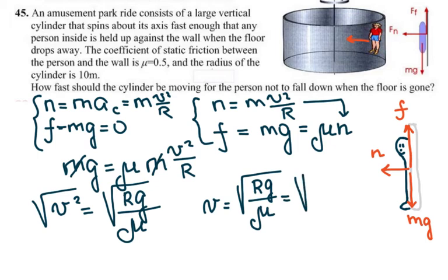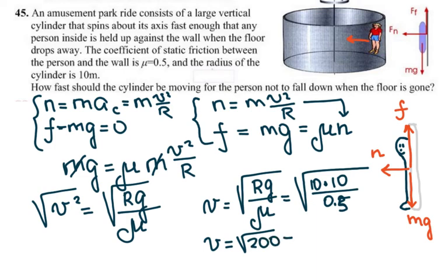The radius is given as 10 meters, g is 10, and mu is 0.5. So v is equal to the square root of 200, which equals 14.14 meters per second.